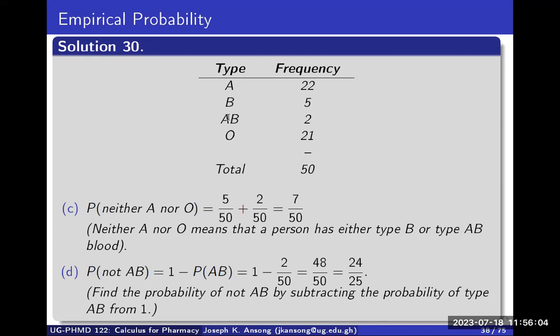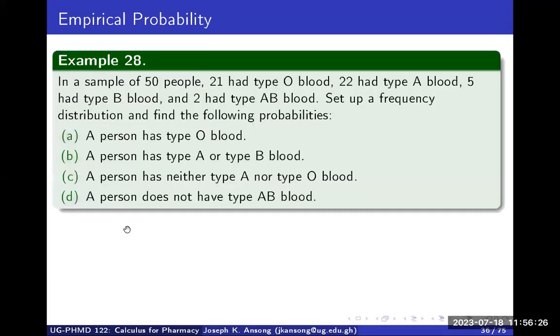So you take the probability of B and add it to that of AB. Okay, so the language is important. It's important to understand how it is phrased. So B will be 5 over 50, AB will be 2 over 50, and that will be 7 over 50. All right. Okay, then the last one says, find the probability that the person does not have type AB blood.